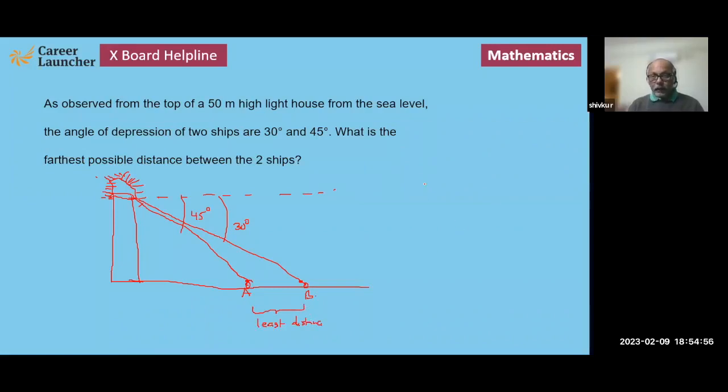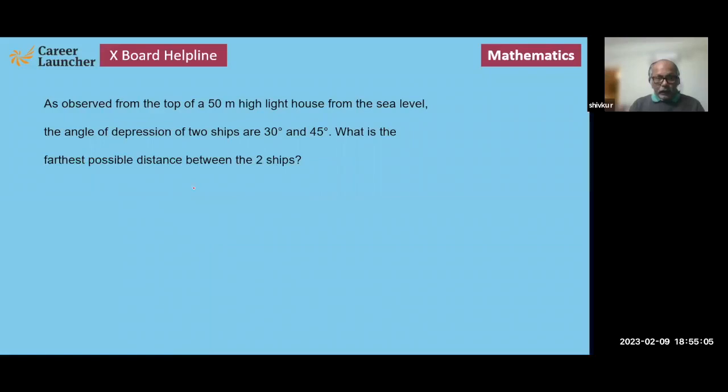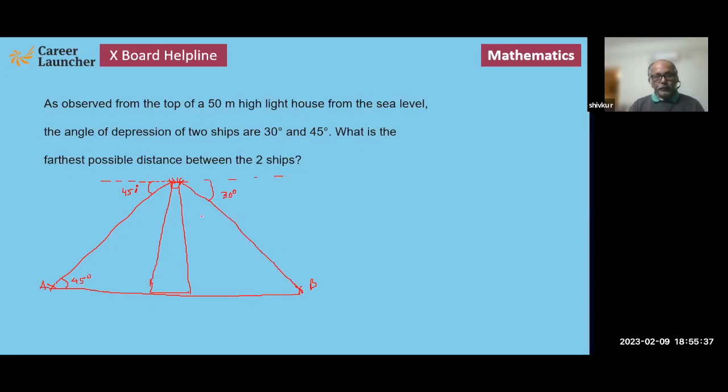लेकिन अगर लाइट हाउस, मैं एक डिफरेंट केस लेता हूँ। So let's say this is a lighthouse, one ship is here, the other ship is here, and this is a straight line, और इसका जो line of sight है, let's say this is 45 degrees and this is, ये जो एंगल ऑफ डिप्रेशन है, वो 30 डिग्रीज है.